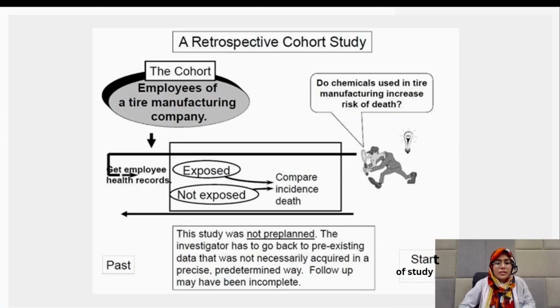Here is an example that the employees of a tire manufacturing company. So some of them were exposed and some of them were not exposed, and this basically leads you to the reason that why they are showing these characteristic symptoms.